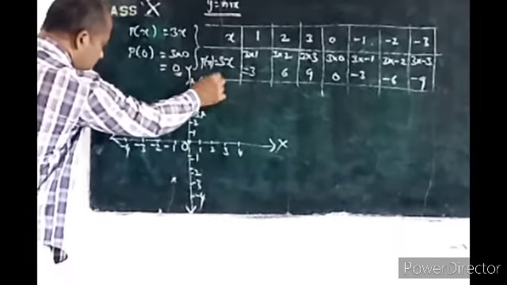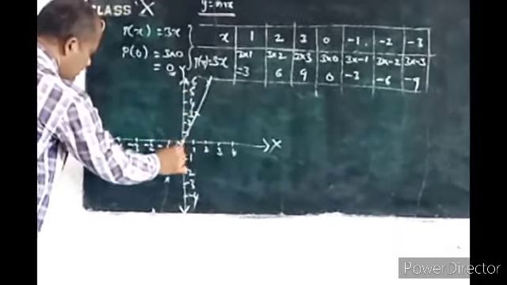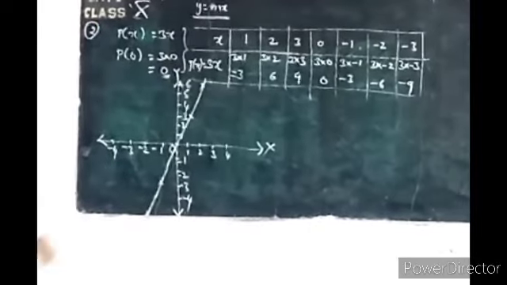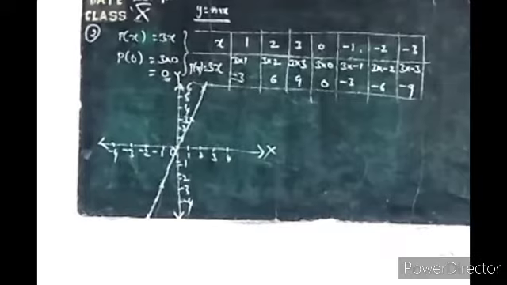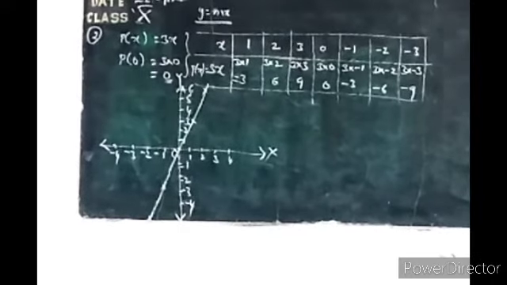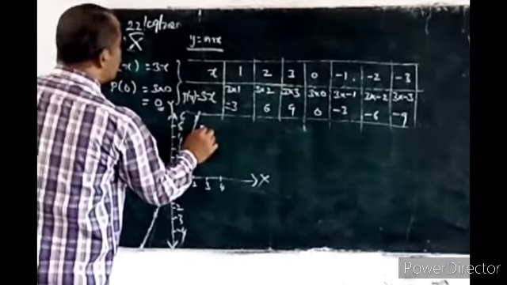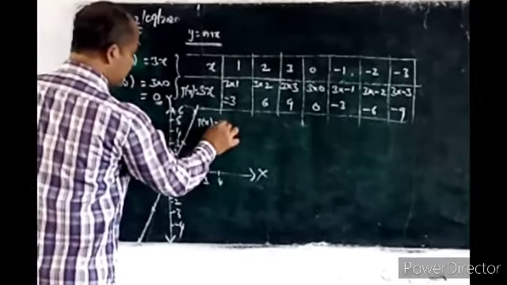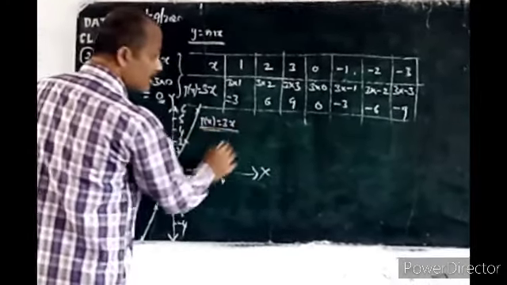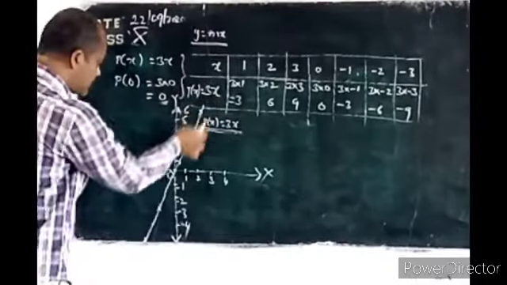Now, is it passing through the origin or not? Where does this line touch the x-axis? This is p of x equals 3x, a polynomial line. Yes? This 3x line will touch the x-axis.